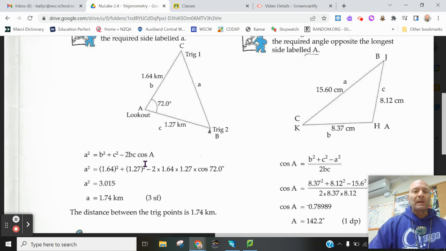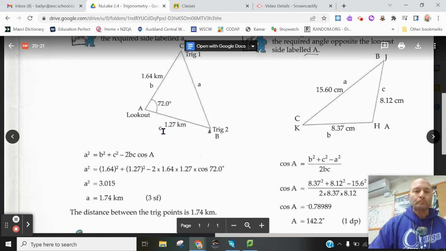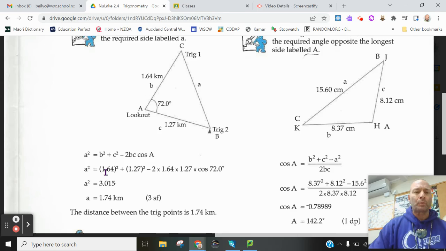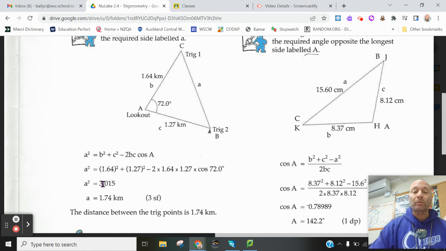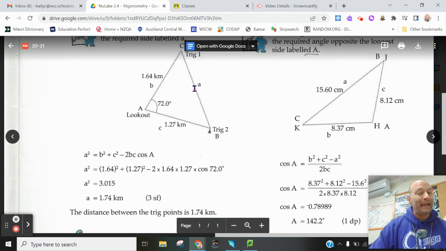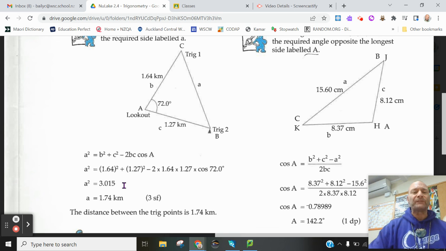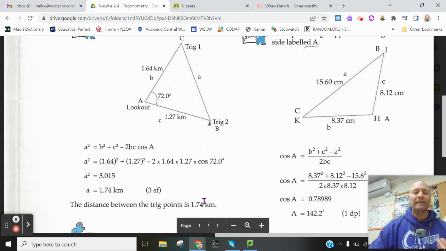So what we're going to do now is substitute into the formula. Little b, 1.64. There it is: 1.64 squared plus 1.27 squared minus 2 times 1.64 times 1.27 times the cosine of 72 degrees gives us 3.015. Now what you want to notice here is this 3.015 isn't a, it's a squared. So you just have to square root the 3.015, giving us 1.74, rounded to 3 significant figures, or in this case, tahi rua, 2 decimal places.